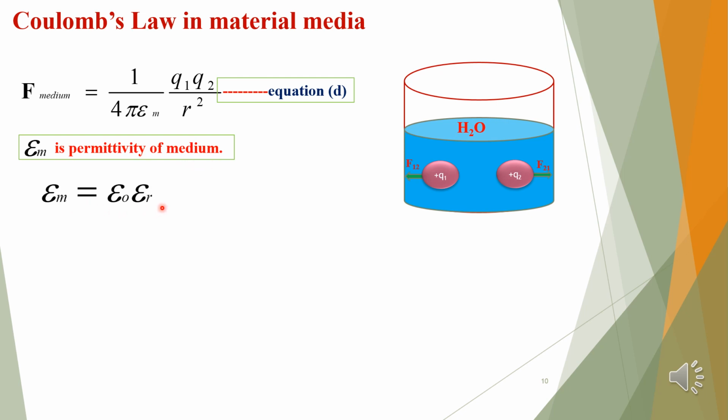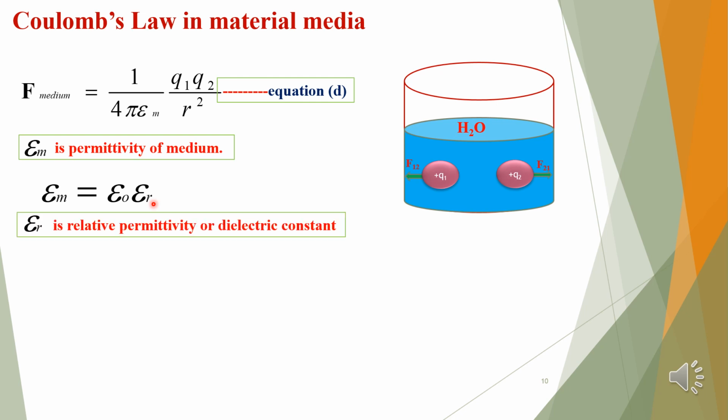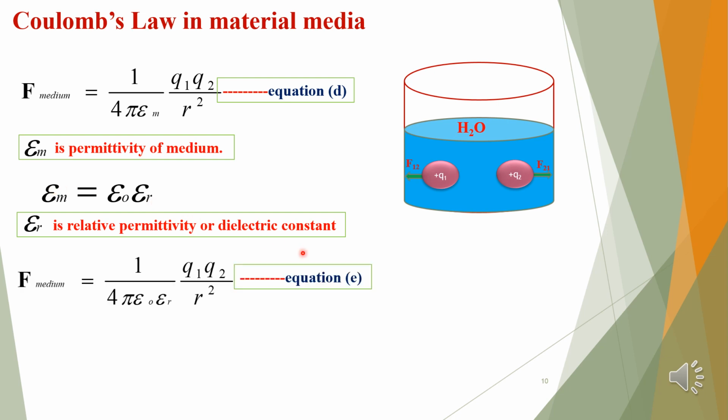Here epsilon m is the permittivity of the medium, which is equal to epsilon naught into epsilon r. Epsilon naught is the permittivity of free space, which means how much electric lines of force are allowed to pass through the vacuum. And epsilon r is the relative permittivity of the medium, which means how much electric lines of force are allowed to pass through the medium. Epsilon r is also known as the dielectric constant.